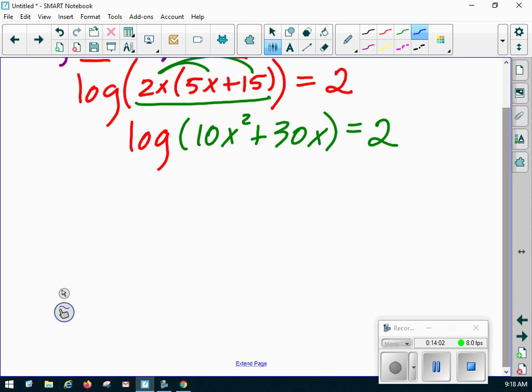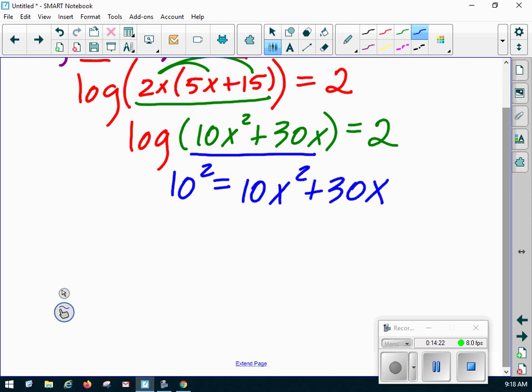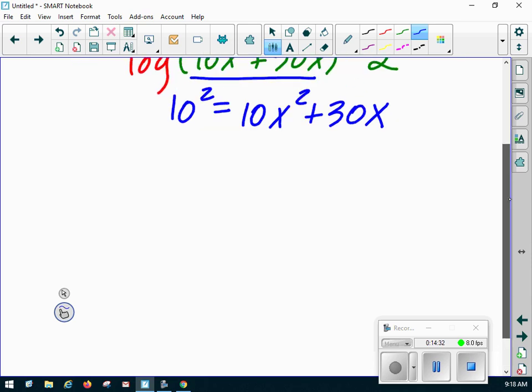Since we've got this written as 1 log, I can write it as an exponential. What's my base? 10. 10 to the second power equals this. Now I've got a little equation I can solve. What's 10 squared?